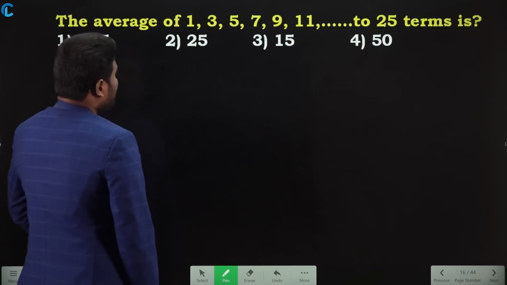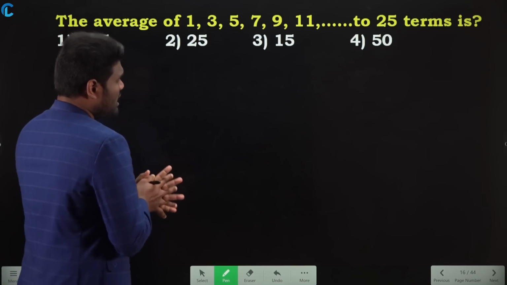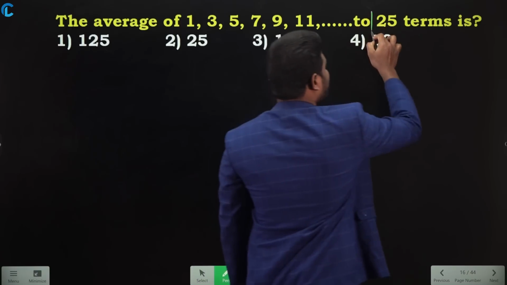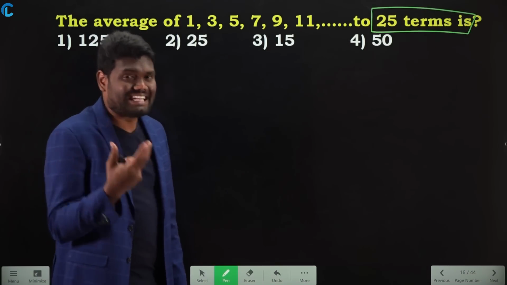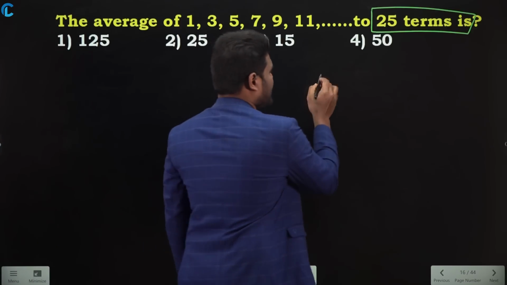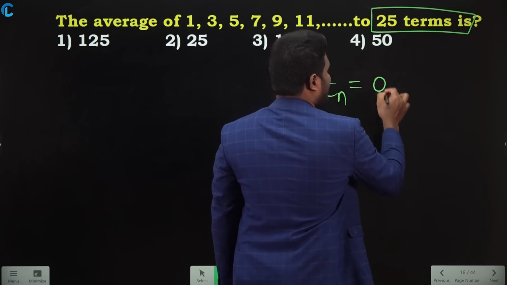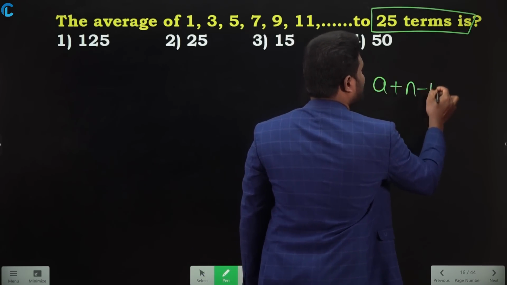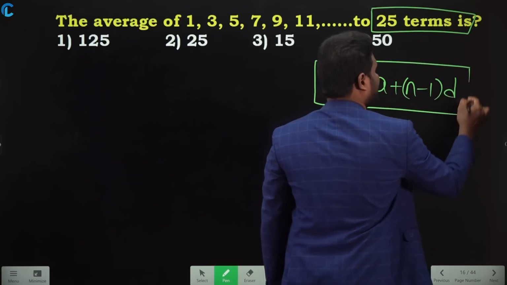Next question. The average of 1, 3, 5, 7, 9, 11, and so on up to 25 terms. This is not 25; up to 25 terms is your question. Now look here. If I need to find the nth term, you already have the formula. The formula to find the nth term is a plus (n minus 1) into d.